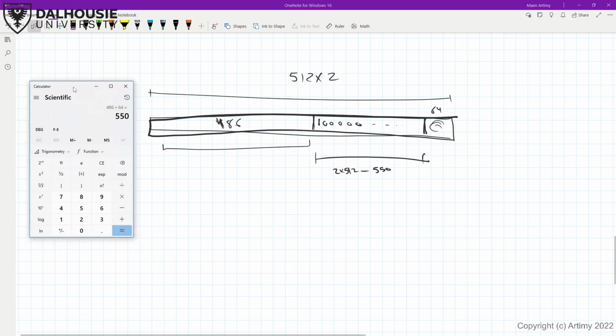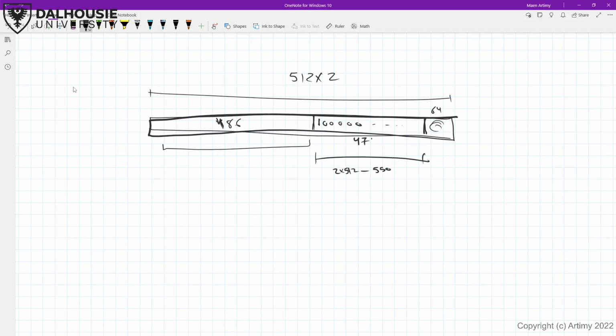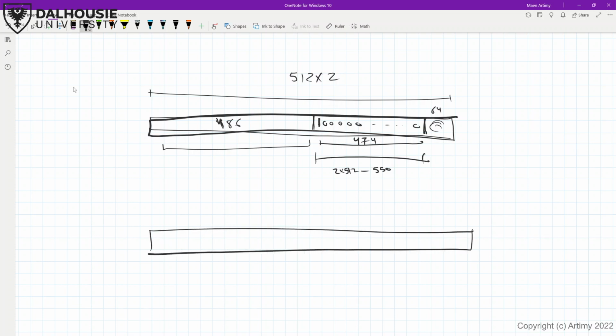So this means that we have 1024 minus 550. So we will fill 474 bits here. The first bit is 1 and the remaining are 0, 0, 0, 0, 0. If I want to go back and rework the example with something simpler, let's say we want 512.